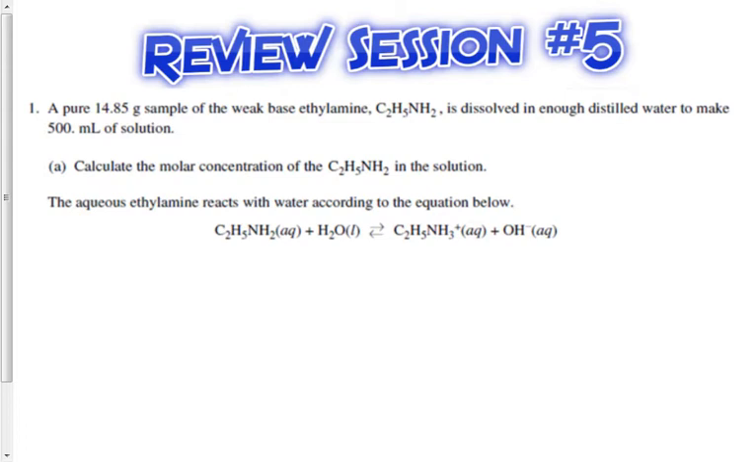A pure 14.85 gram sample of a weak base is dissolved in enough distilled water to make 500 mL. A, calculate the molar concentration of C2H5NH2 in the solution. So let's do that first. So we need to find the molarity of that. Should be able to do that fairly simply.